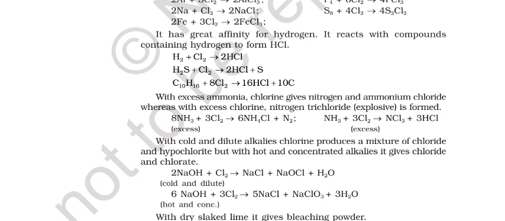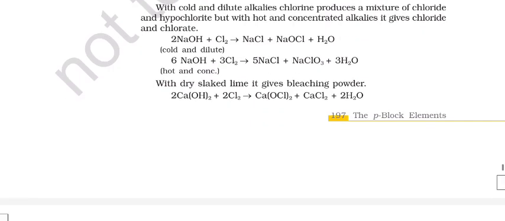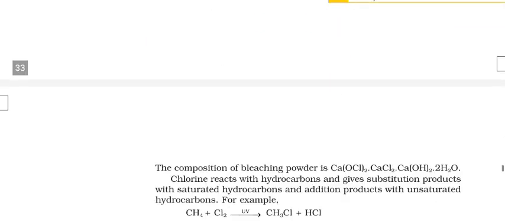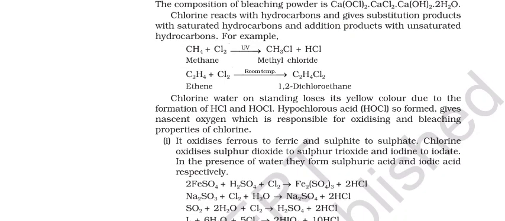It reacts with compounds containing hydrogen to form HCl. With excess ammonia, chlorine gives nitrogen and ammonium chloride, whereas with excess chlorine, nitrogen trichloride is formed. With cold and dilute alkalis, chlorine produces a mixture of chloride and hypochlorite, but with hot and concentrated alkalis it gives chloride and chlorate. With dry slaked lime, it gives bleaching powder. The composition of bleaching powder is CaOCl2·CaCl2·Ca(OH)2·2H2O. Chlorine reacts with hydrocarbons and gives substitution products with saturated hydrocarbons and addition products with unsaturated hydrocarbons. For example, CH4 plus Cl2 gives CH3Cl plus HCl.